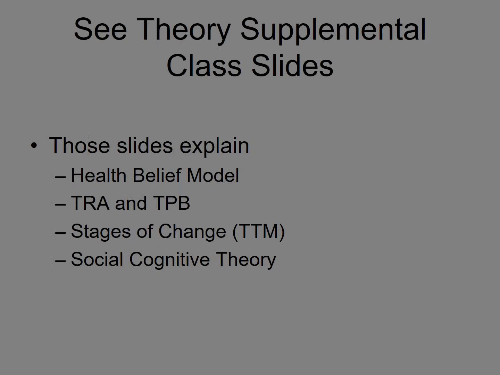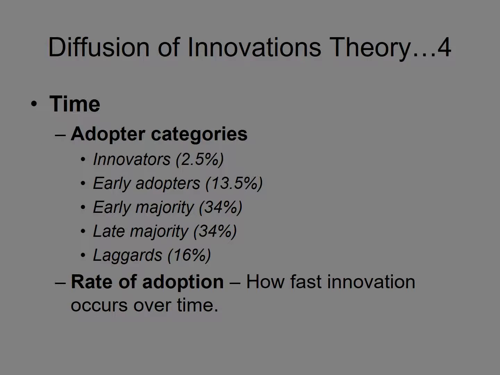Now chapter 8, we kind of went over this in class. I created supplemental class slides on theory, and I know we did it pretty quickly, but those slides explain a little bit better, in my point of view, the health belief model, theory of reasoned action, and theory of planned behavior, stages of change from the transtheoretical model, and also social cognitive theory. But again, your book is really helpful, so I would make sure to read those, but also definitely look at the supplemental slides that I posted in this module.